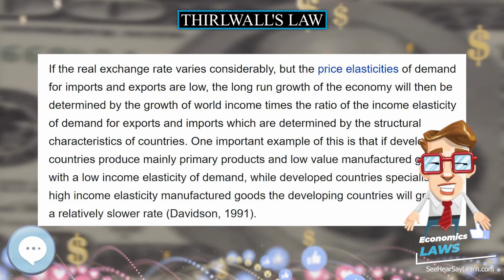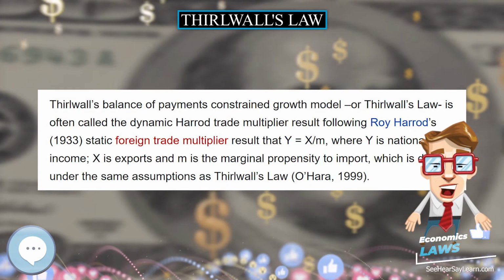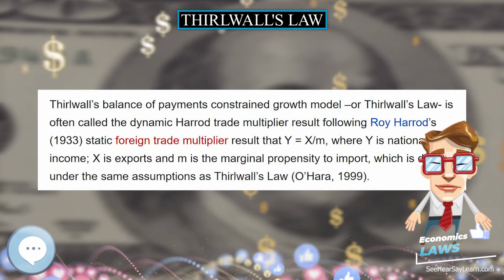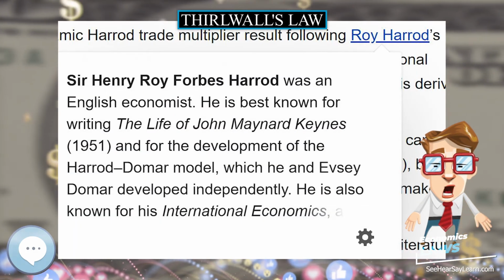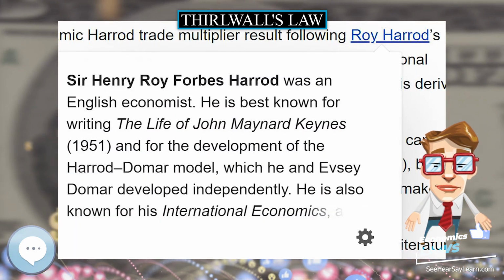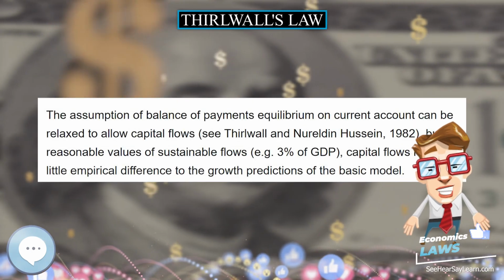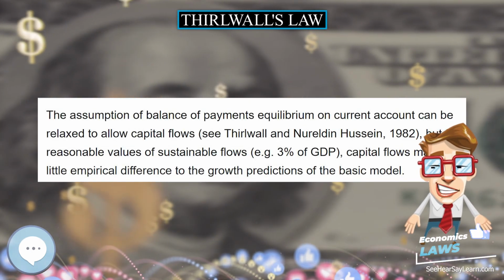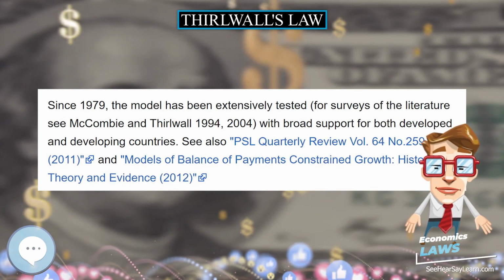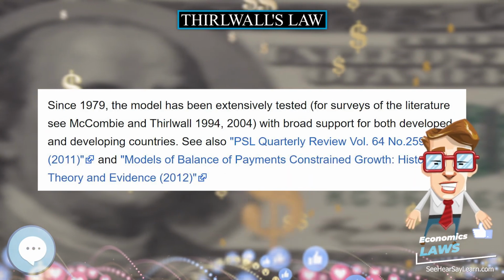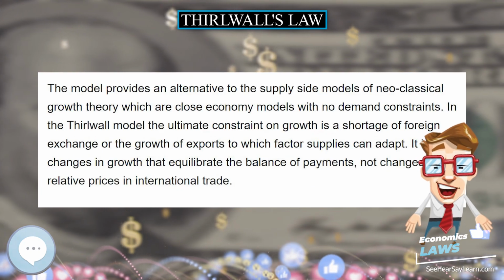The model provides an alternative to the supply-side models of neoclassical growth theory, which are closed economy models with no demand constraints. In the Thirlwall model, the ultimate constraint on growth is a shortage of foreign exchange, or the growth of exports, to which factor supplies can adapt. It is changes in growth that equilibrate the balance of payments, not changes in relative prices in international trade.